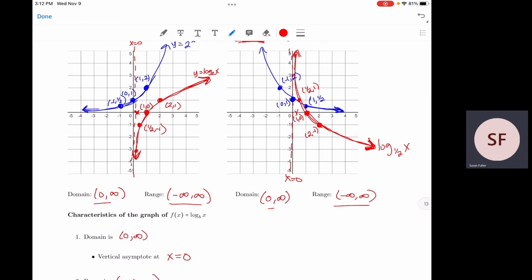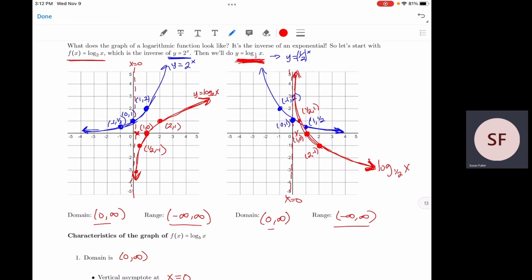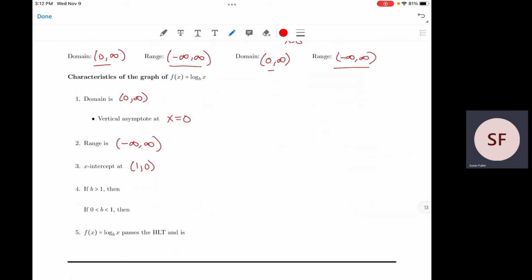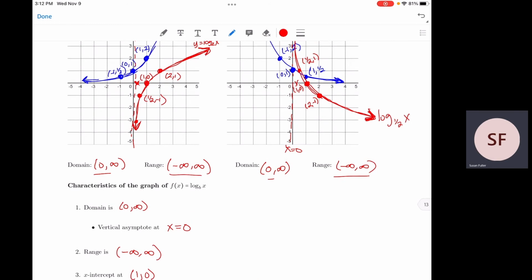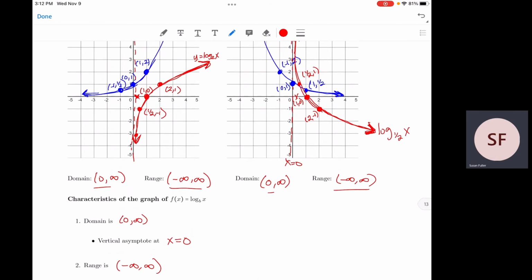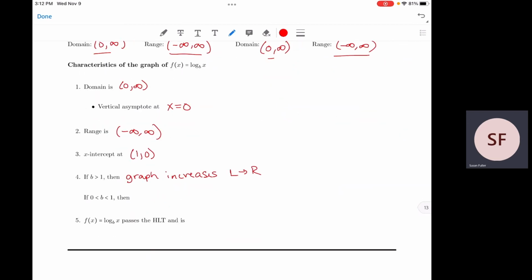If my base b is greater than 1, I'm in this log base 2 of x case, and we're going to be increasing from left to right. There's no name for this one like there was with exponentials. We're just an increasing function from left to right. And if our base is a fraction, like it was in log base 1/2 of x, then our graph decreases left to right.